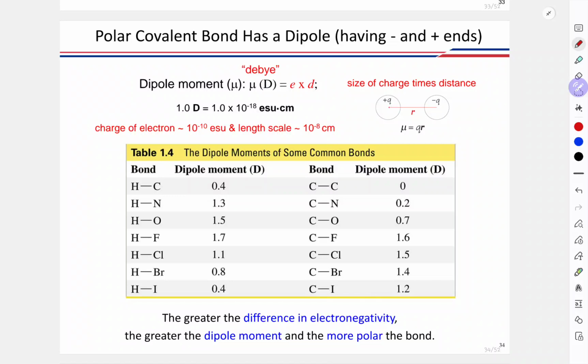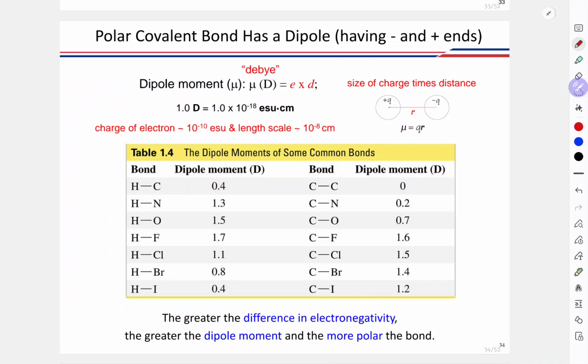Carbon-nitrogen is around 0.2, carbon-oxygen around 0.7. So basically, the greater the difference in electronegativities, the greater the dipole moment, and the charge separation gets larger. So the unit is called the debye, and this is how you can compute it and how the unit system works.